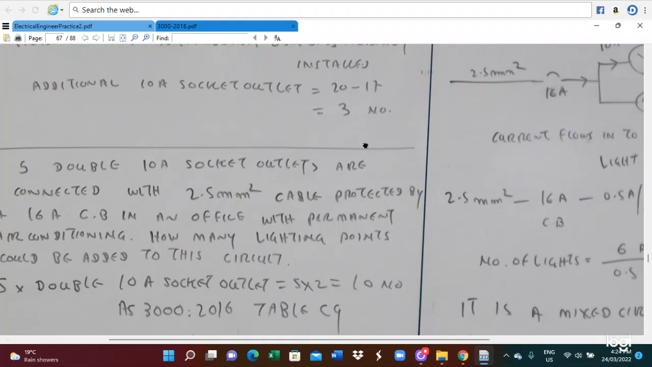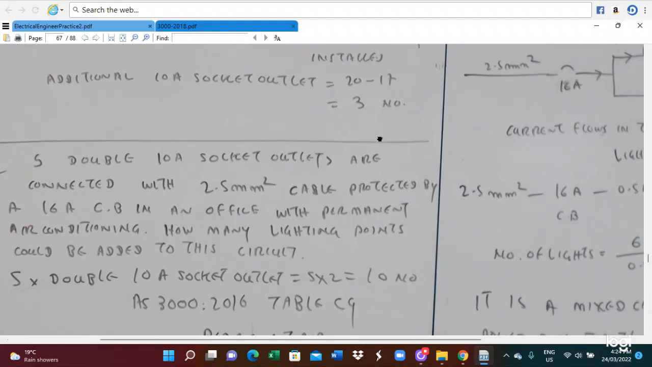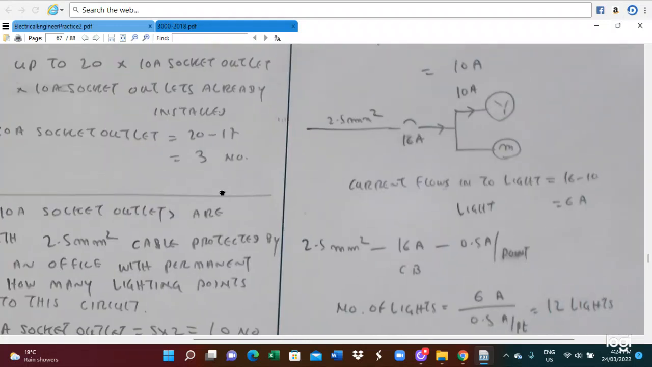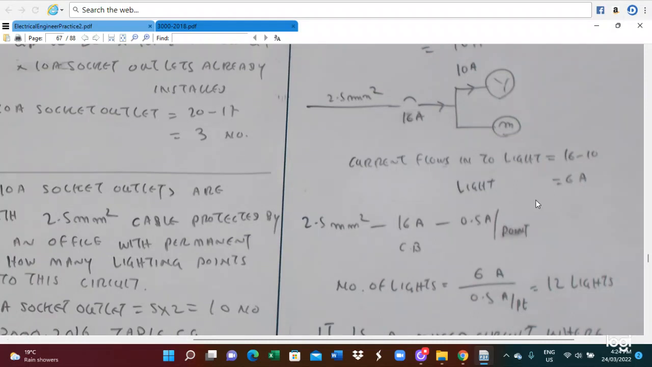And also the lighting point. In this case you also have to calculate the lighting point. So lighting point is for 2.5 millimeter square, 16 ampere. So it is 0.5 ampere per point. So the number of lights that can be installed: the additional current available is 6 ampere, because all socket outlets have already taken the 10 ampere. So the total available is 16 minus 10, so you have 6 ampere left. So with this 6 ampere, how many lighting points can be installed?